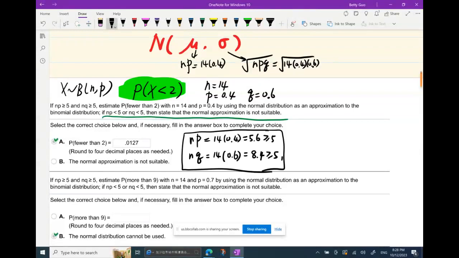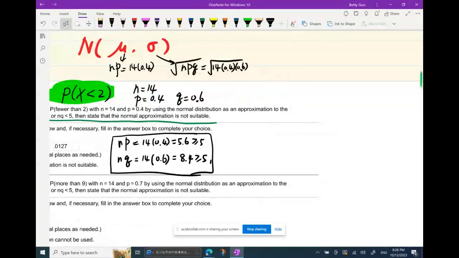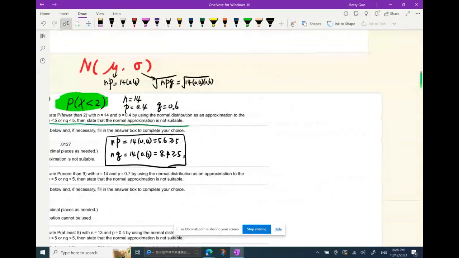All right, so that's the normal distribution we are going to use to estimate the probability. Okay, how are we going to do that? P of x is less than 2. Everybody go to calculator, use the second vars and find normal CDF. Yeah, get that ready, please.